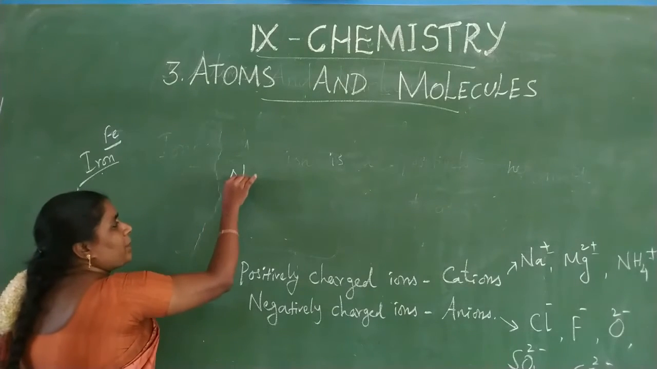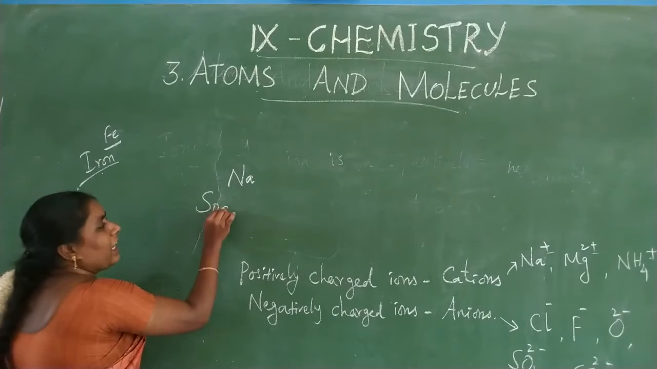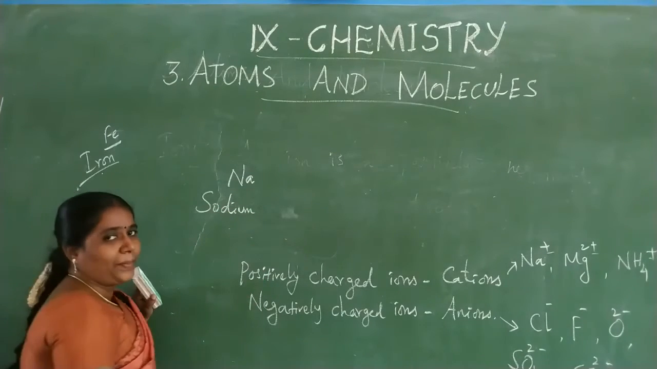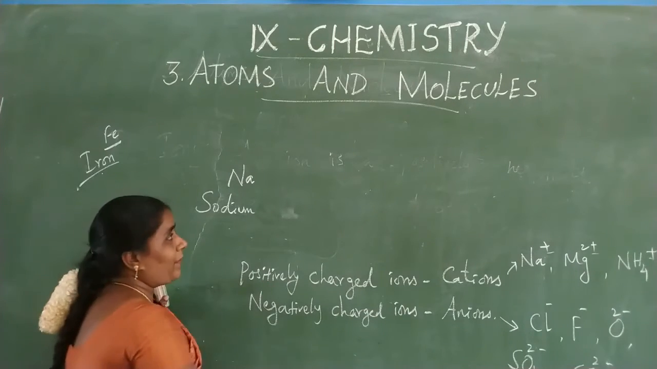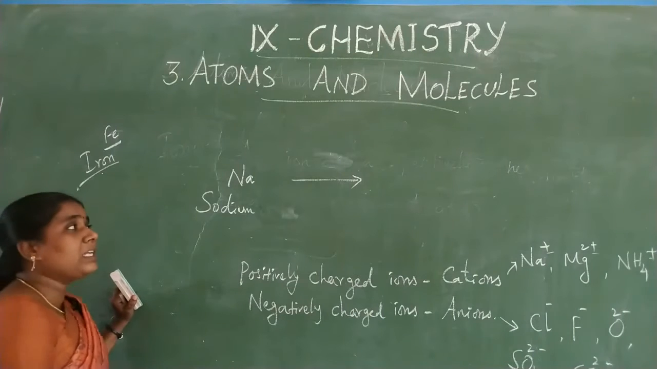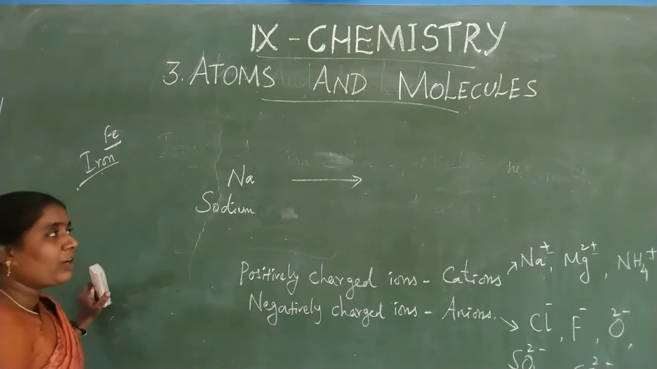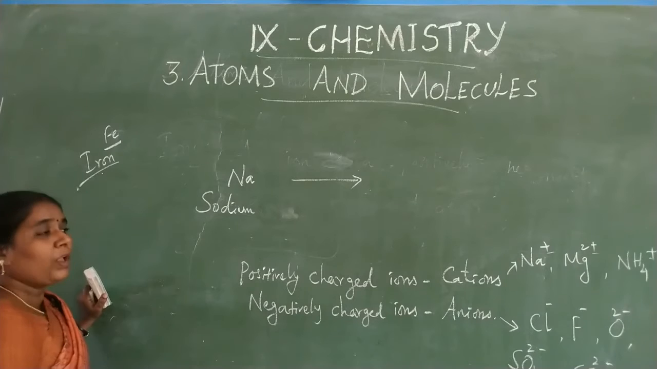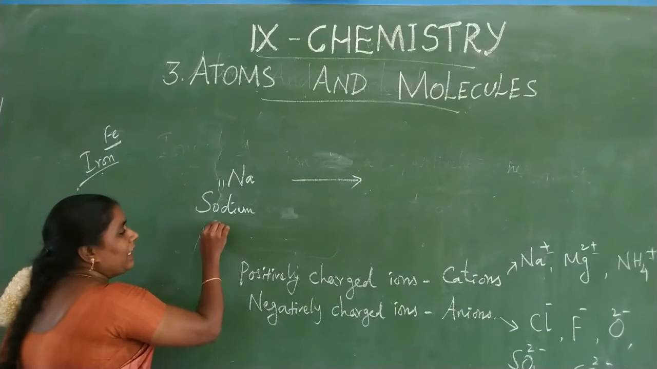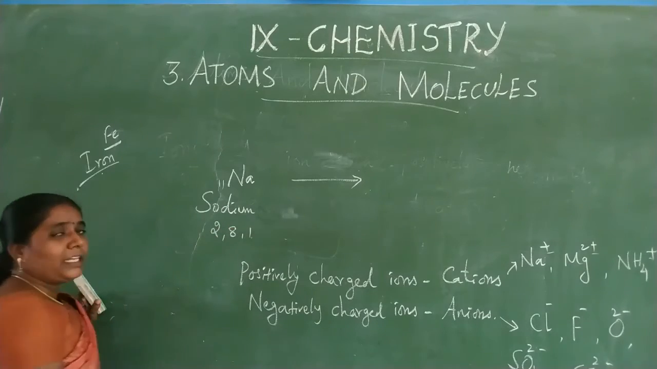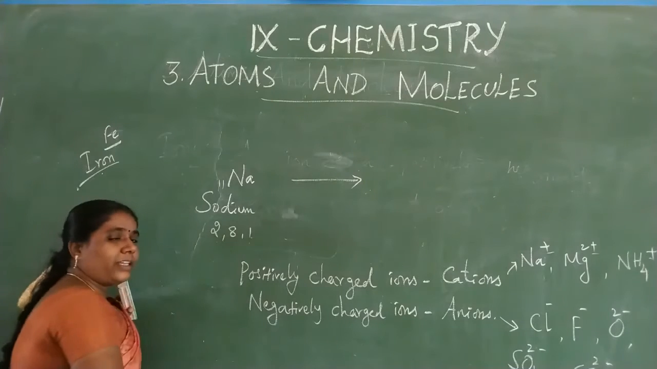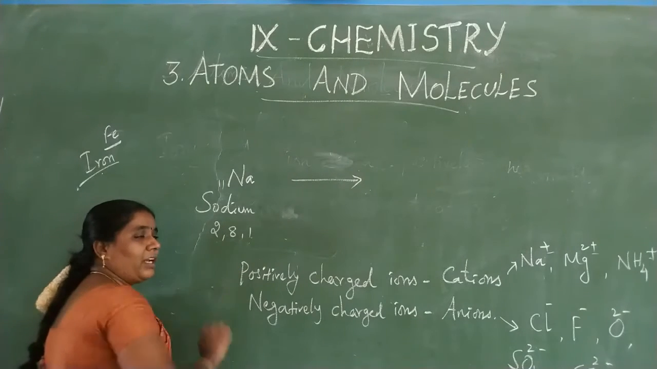during a chemical reaction, suppose we take Na. What is this Na? It is sodium metal, sodium element. During a chemical reaction, this sodium will lose one electron. For that, you have to know how many electrons are present in sodium. What is the atomic number of sodium? It is 11. That means in sodium, totally 11 electrons are present. These 11 electrons are arranged like this in sodium. About this we will discuss in your next chapter.